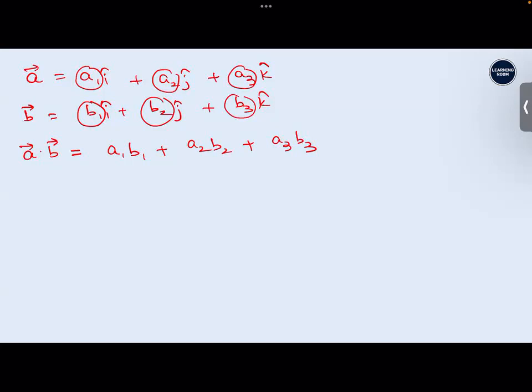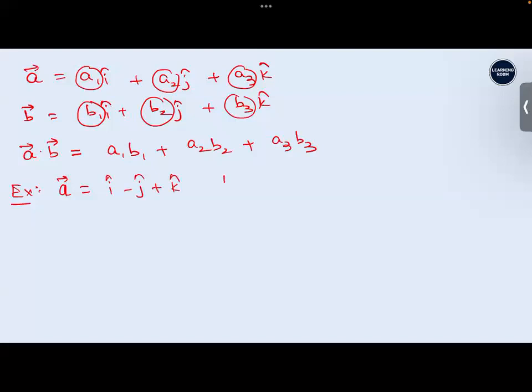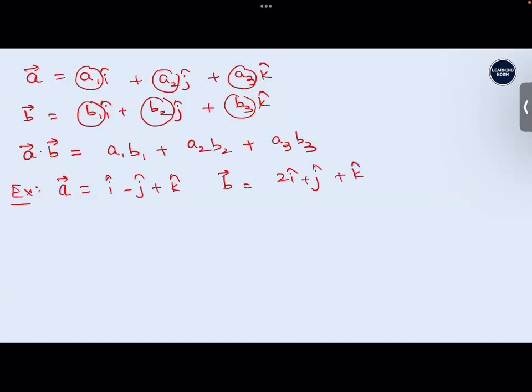and they are getting added. Okay. So if I look at an example problem, for example, if I give you A vector is equal to I cap minus J cap plus K cap, and B vector is equal to 2I cap plus J cap plus K cap, then what is A vector dot B vector in this scenario? It will be 2 minus 1 plus 1. So answer will be 2.